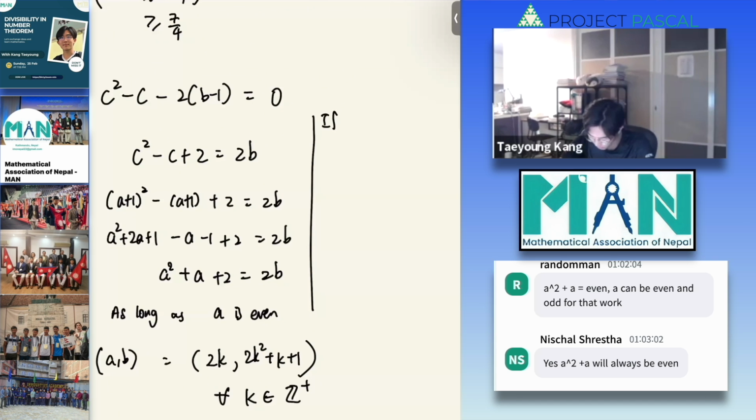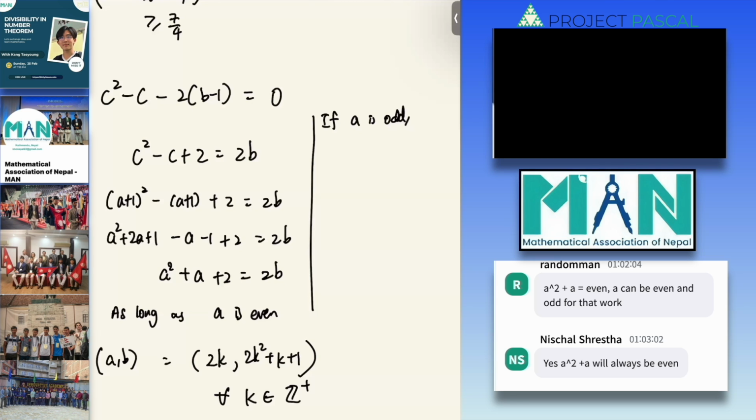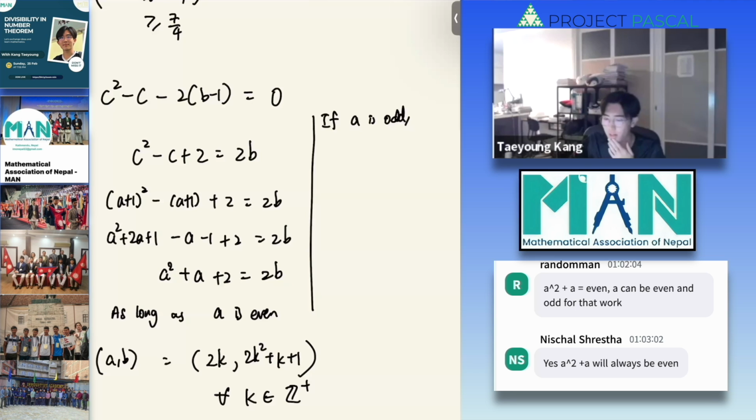If A is odd, wait, sorry, give me a moment. Yeah, I think it can be odd too, because wait, odd plus, no, even is even. A cannot be odd though. Okay.